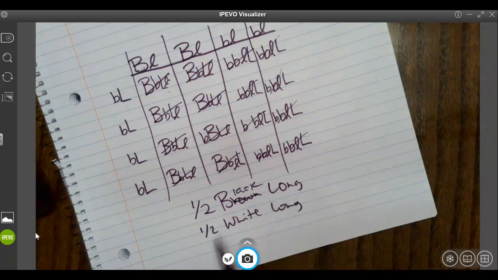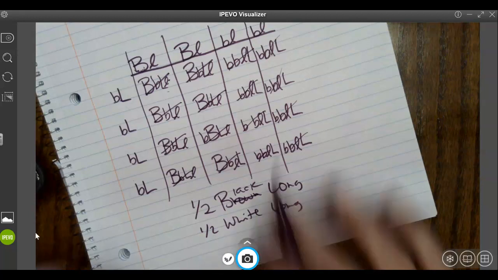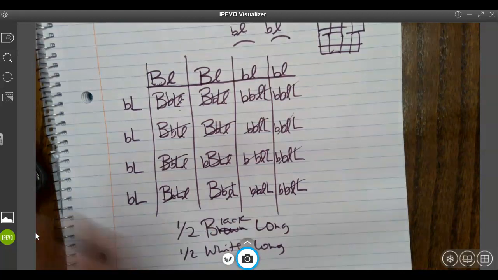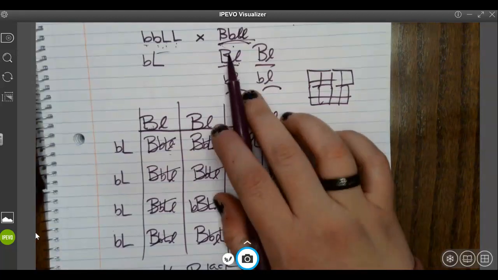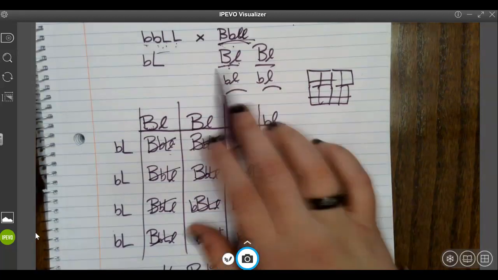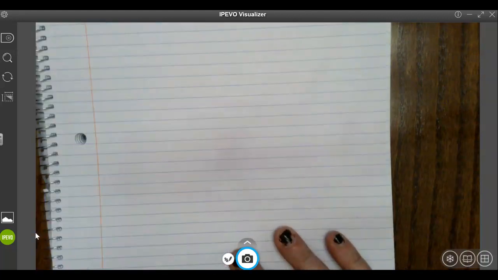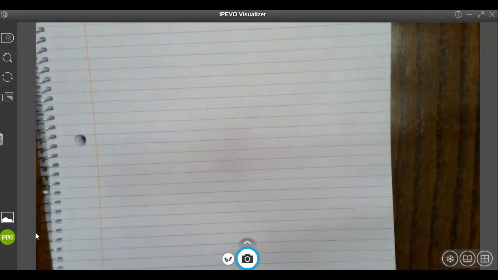Okay? Now the next question asks for long white hair. Well, we know right here that there's a 50% chance that they'll have long white hair. So that is one way to do these questions. It is the long way. It is the technically correct way to independently assort out these alleles, but I find it to be very hard, and I don't like that.